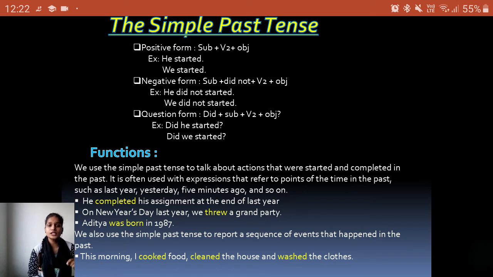Now the functions of simple past tense: where and when we use the simple past tense. We use the simple past tense to talk about actions that were started and completed in the past. It is often used with expressions that refer to points of time in the past, such as last year, yesterday, 5 minutes ago, and so on. So first, the simple past tense is used for the action that started in the past and completed in the past.